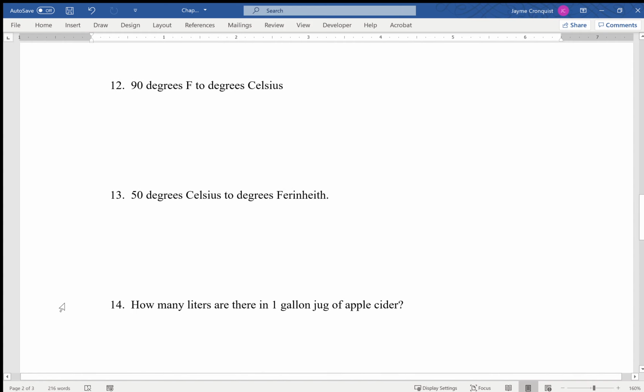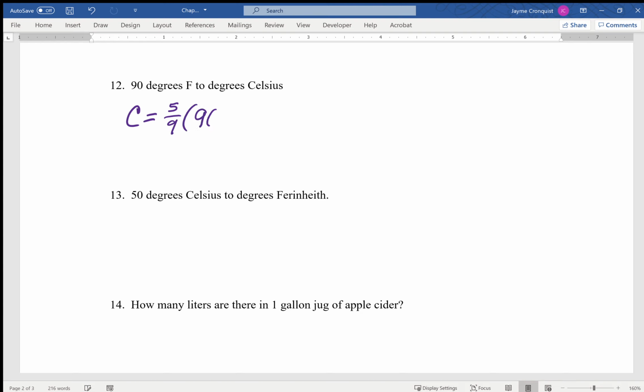Okay, 90 degrees F to degrees centigrade. All right, so we want that centigrade is equal to, okay, this is on your chart as well. Centigrade is equal to 5/9 times F, which in this case was 90, minus 32. All right, this is 5/9. 90 minus 32 is 58.